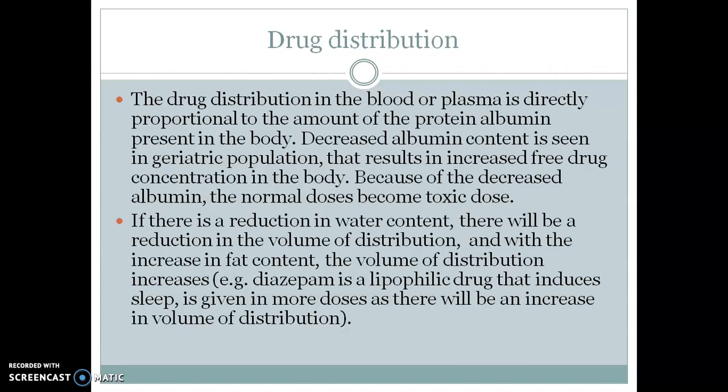We all know that in the general mechanism of drug distribution, the drug has to bind to plasma protein, that is albumin. When plasma protein binding is reduced, the free drug is available in the body, which becomes the toxic dose. Toxicity is generally seen in the geriatric population because of free drug available where there is decreased plasma protein content.